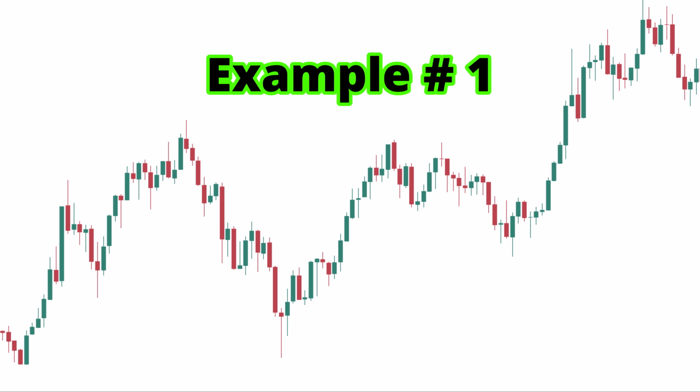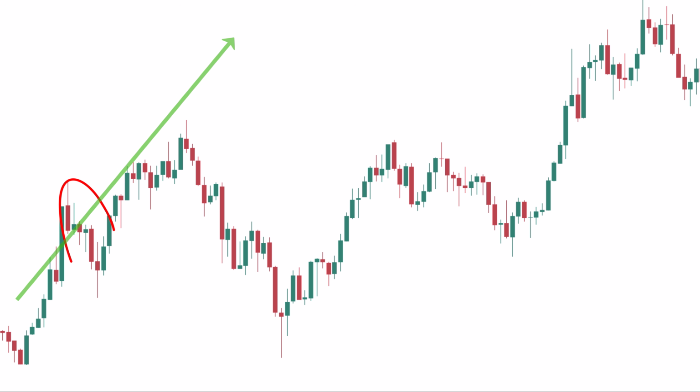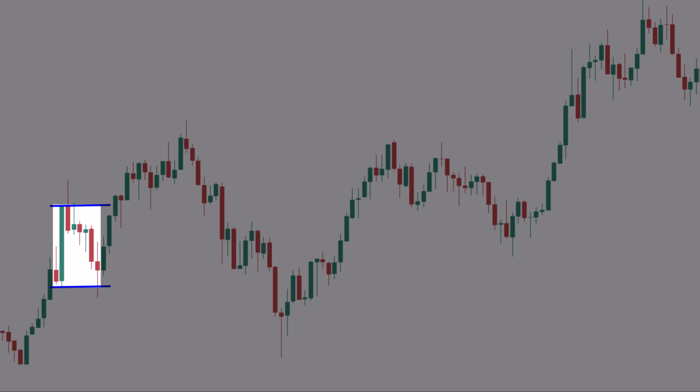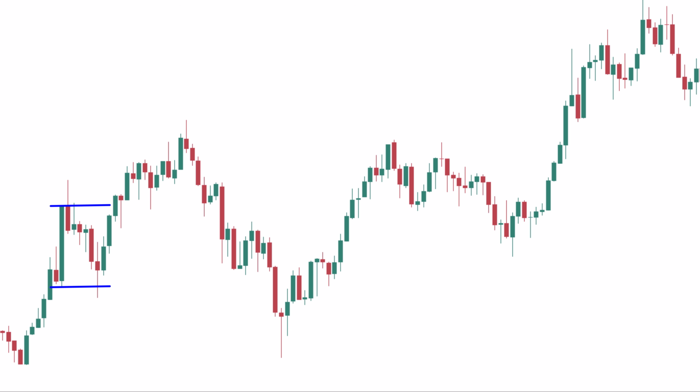Example 1. Here you see the market is in a bullish direction. Now look carefully at this retracement. At first glance, it looks like a pullback, but this retracement is not valid. Why? Because everything happened inside this single green candle. There is no candle body close below, only wicks. This is just a liquidity sweep, not a structure break. So we ignore this as a structure point.